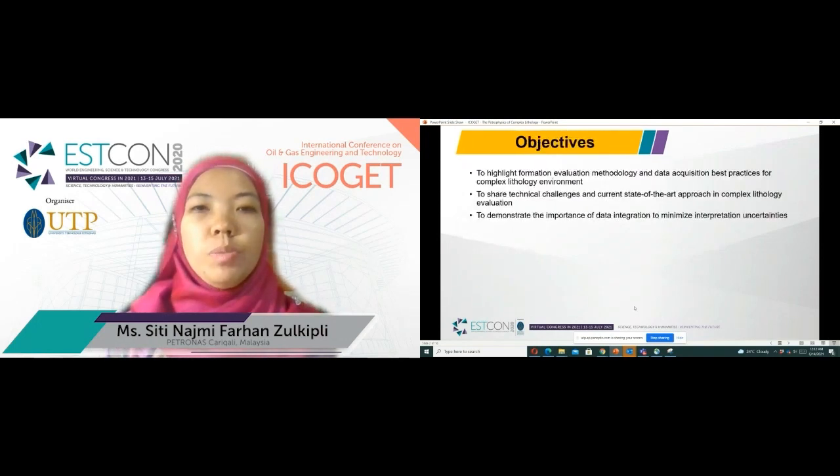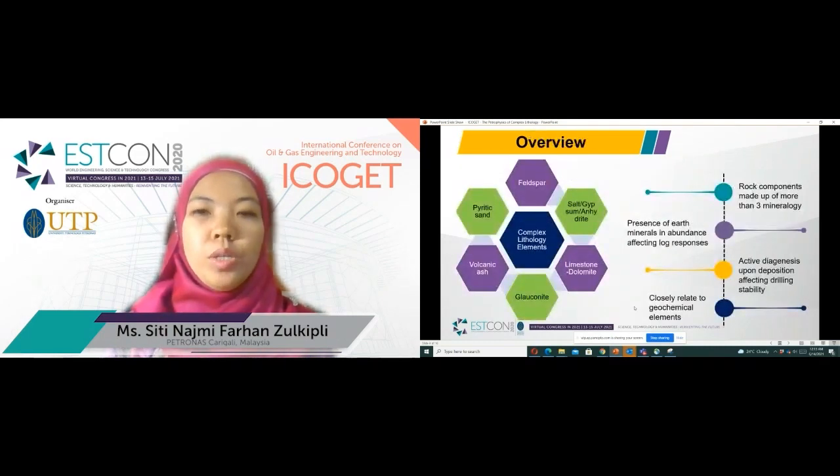So the objective of this presentation is to highlight some of the best practices of data acquisition approach and how certain technology can help to reduce the uncertainties in the complex lithology environment interpretation, to share some of the technical challenges and how the integrated approach can help, and also to highlight the importance of data integration in minimizing the interpretation uncertainties.